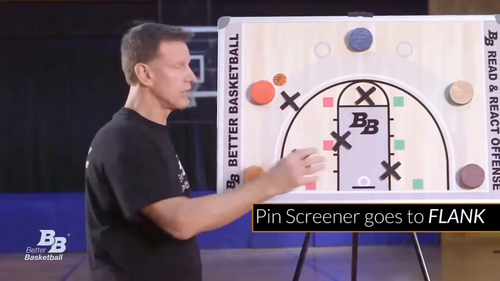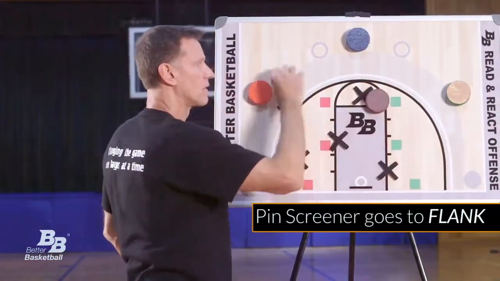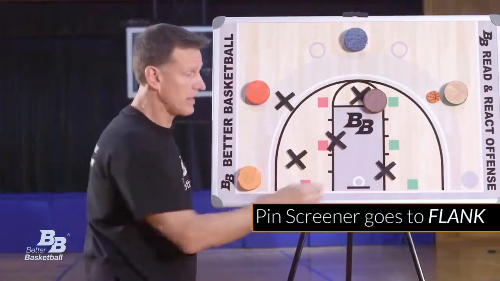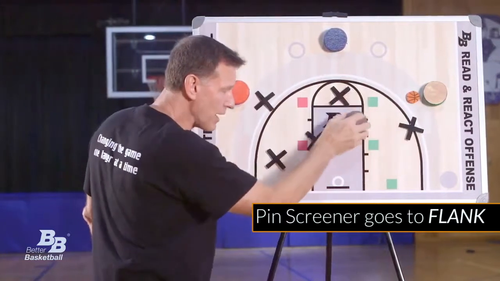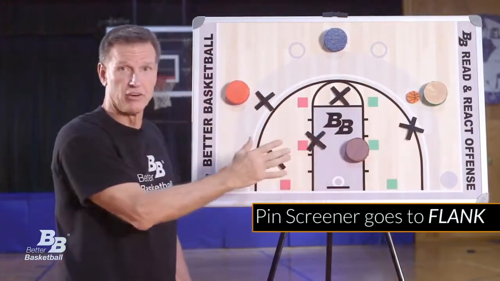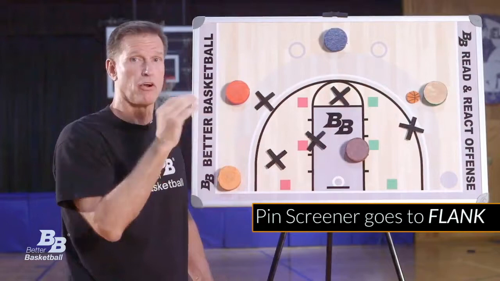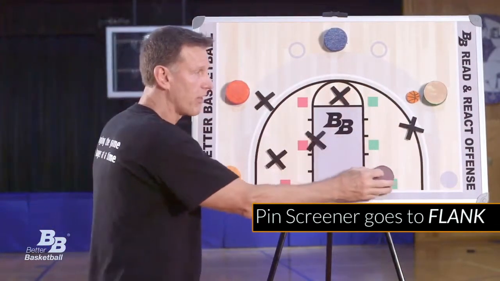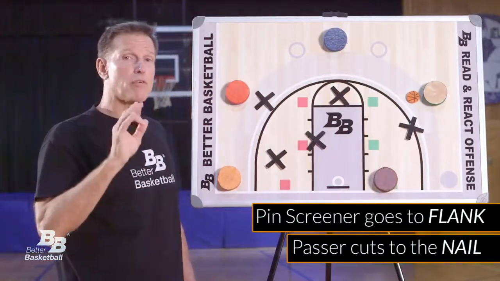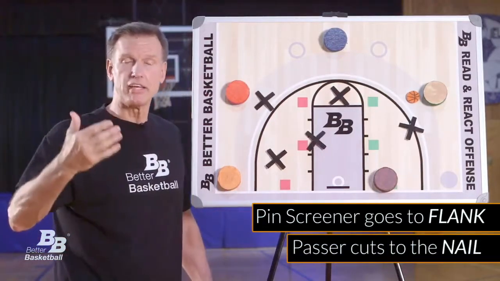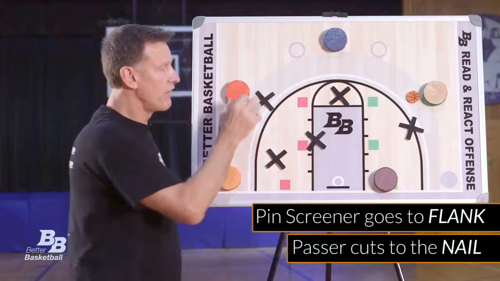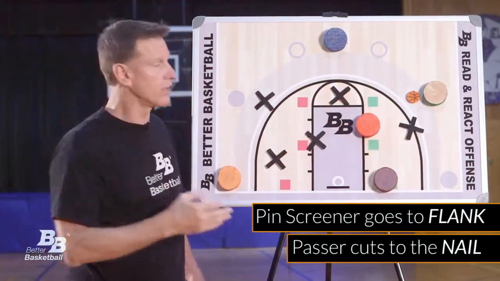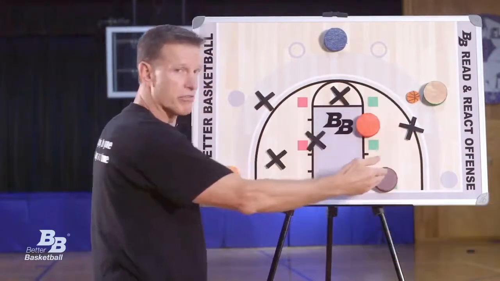Whoever sets the pin screen rolls to the flank. Now, they might be open right there, and it's over. It's a third-grade shot, but if that's not open, they're headed to the flank. Whoever throws the skip pass, think pass and cut. They're cutting to the nail. And we have our triangle, our nail and flank.